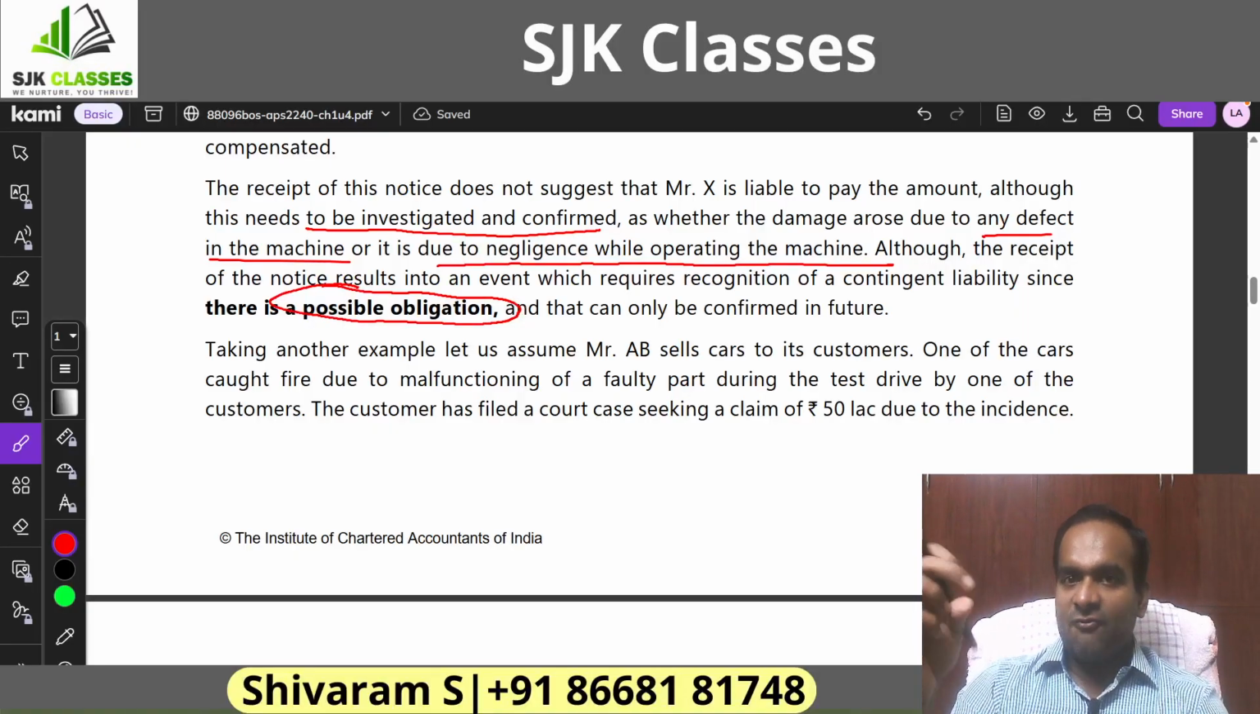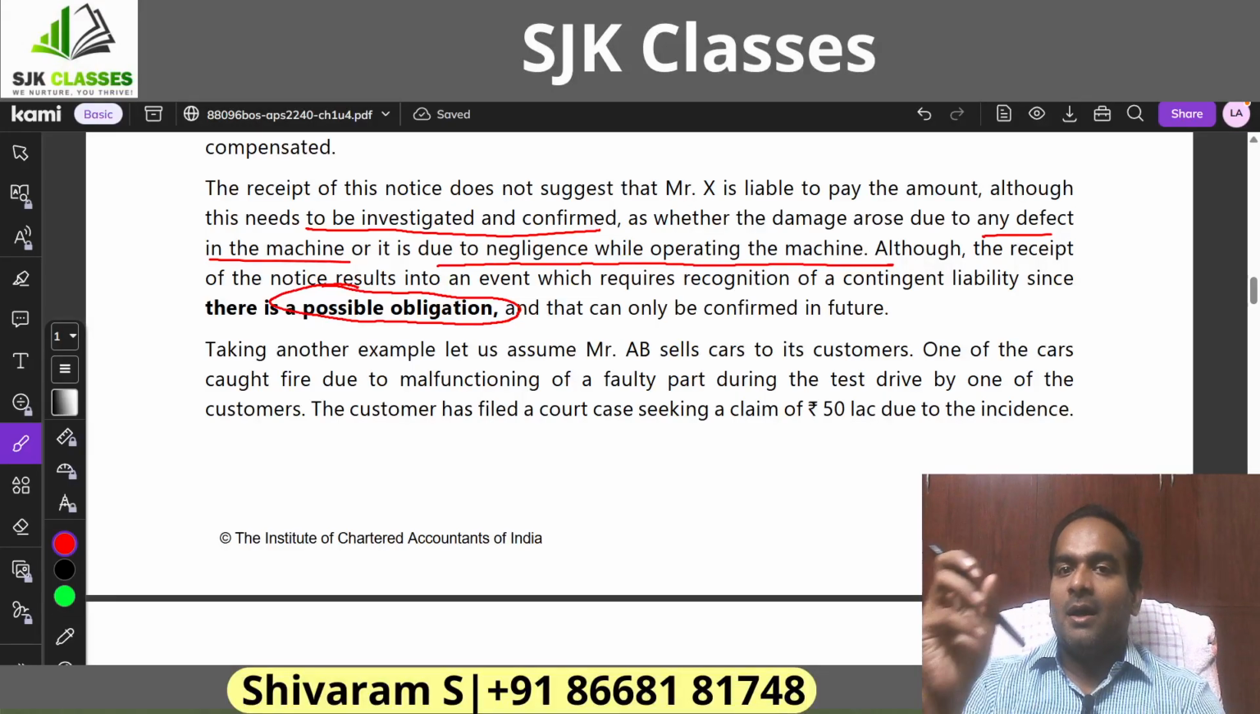Since he is asking for damages, there is a possibility that I might pay the amount. I have to pay the amount in future, right? So we have to disclose this information to the users in the financials. So what I will do in contingent liability, I will disclose saying that Y has filed a case against us. So if we lose the case, we might have to pay 20 lakhs in future. That information has to be disclosed to the users as a note in the contingent liability.